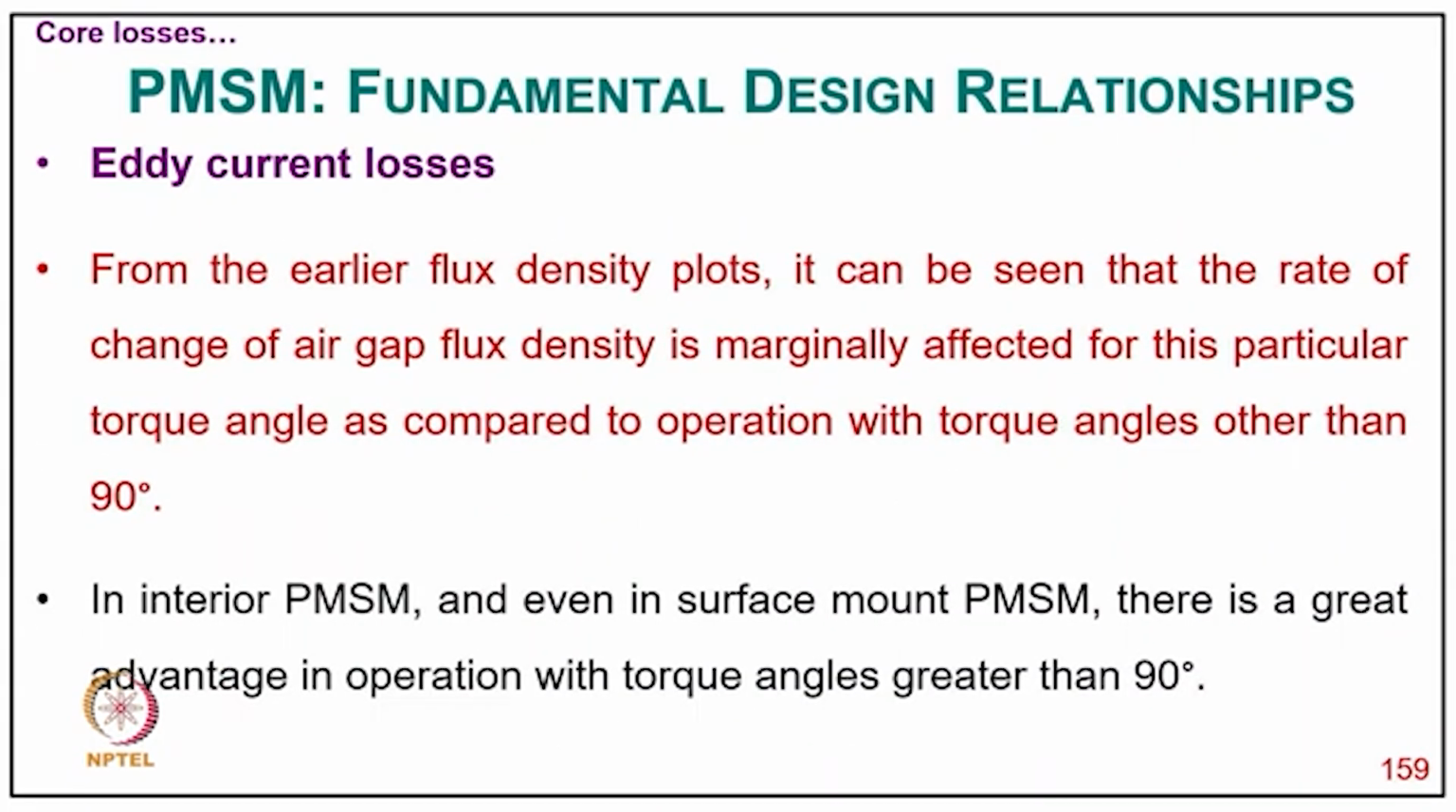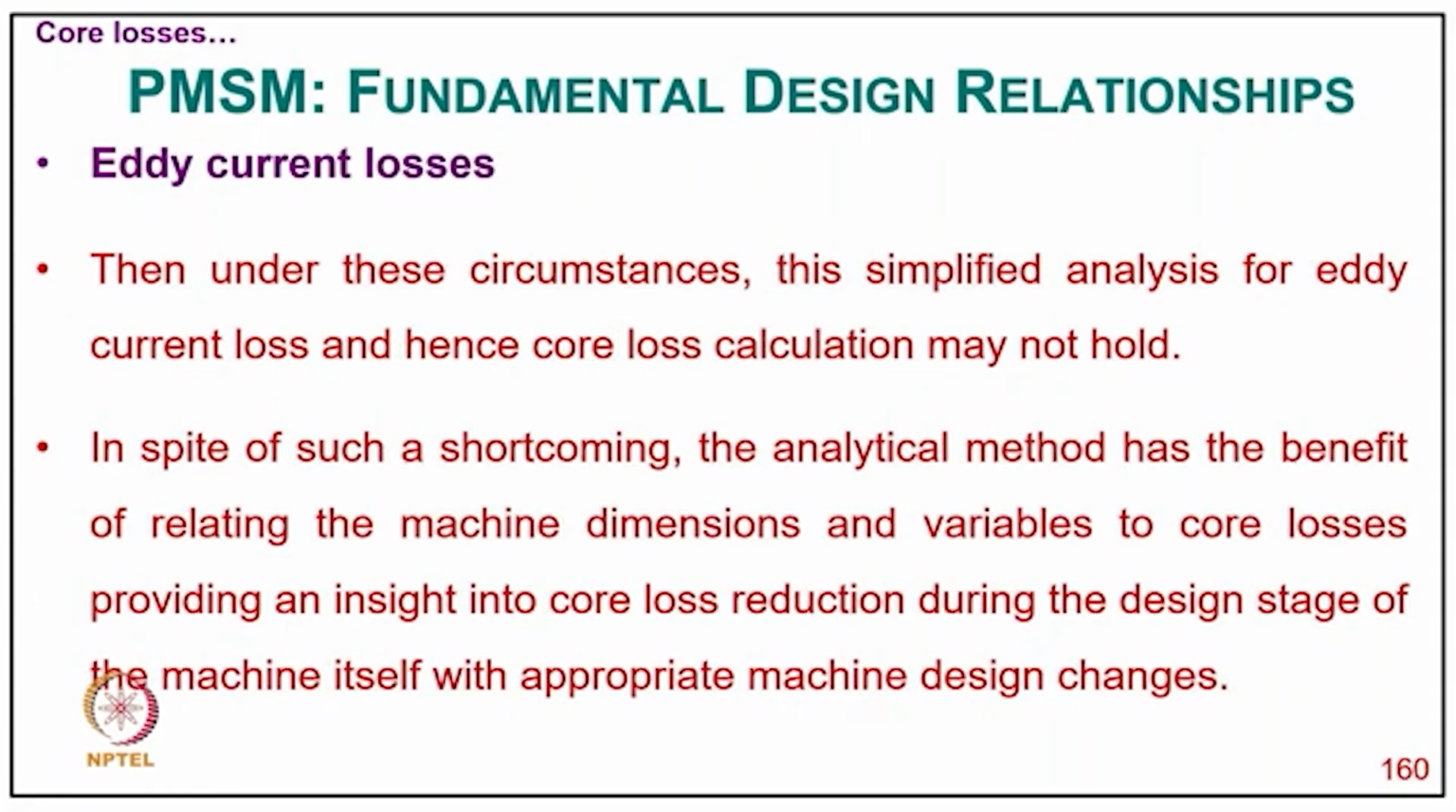So from the earlier flux density plots, it can be seen that the rate of change of air gap flux density is marginally affected for this particular torque angle as compared to the operation with the torque angle other than 90 degree. In interior PMSM and even in the surface mount PMSM, there is a great advantage in operation with the torque angle greater than 90 degree.